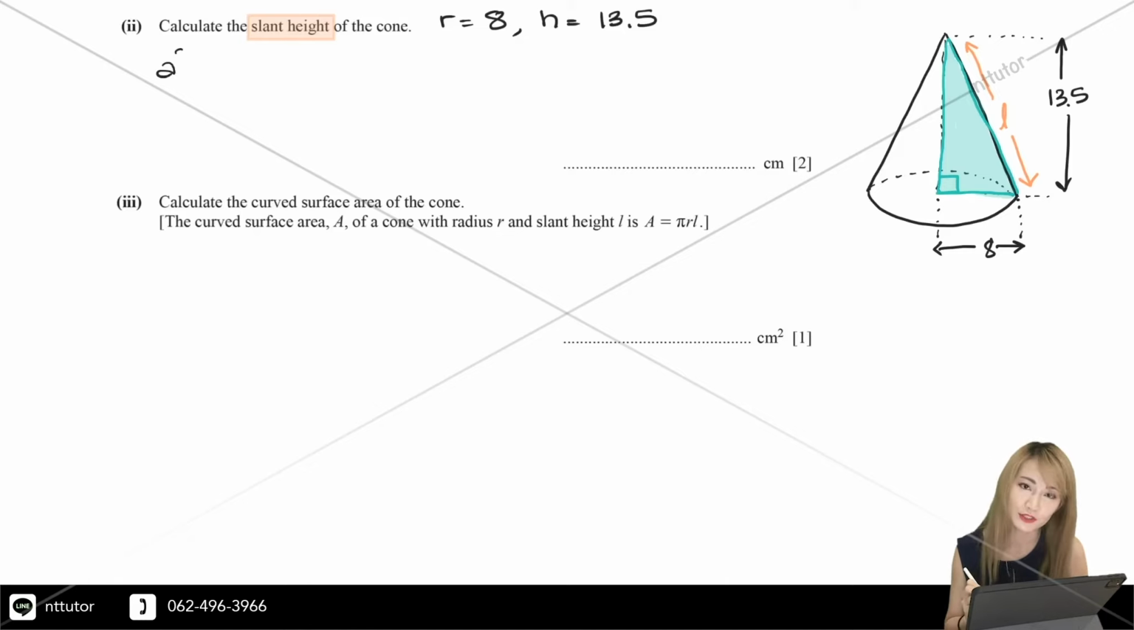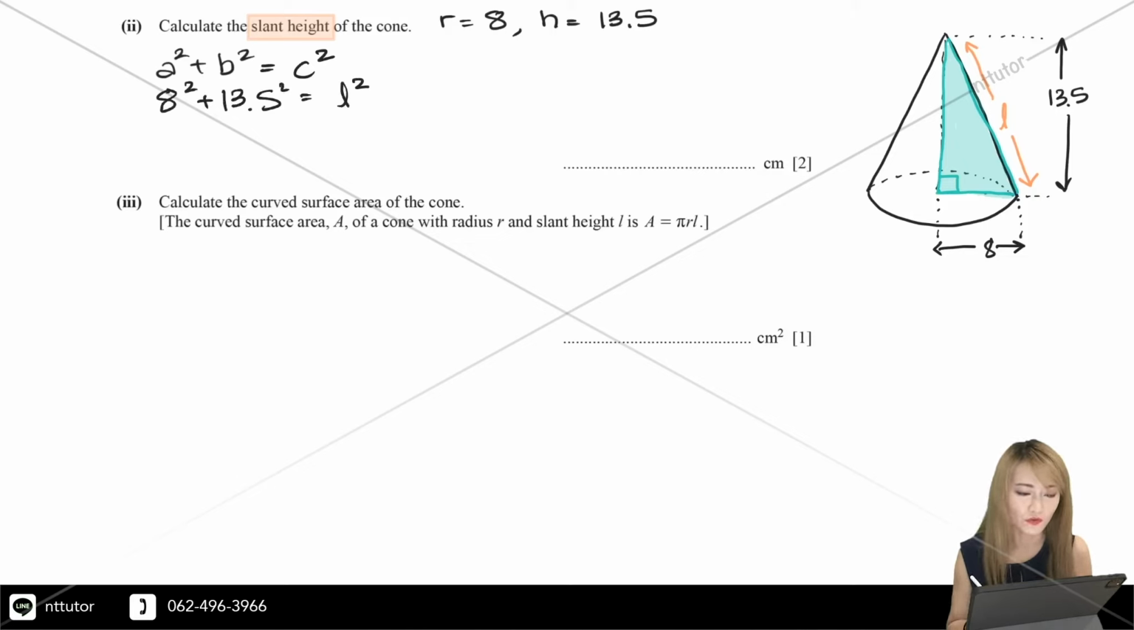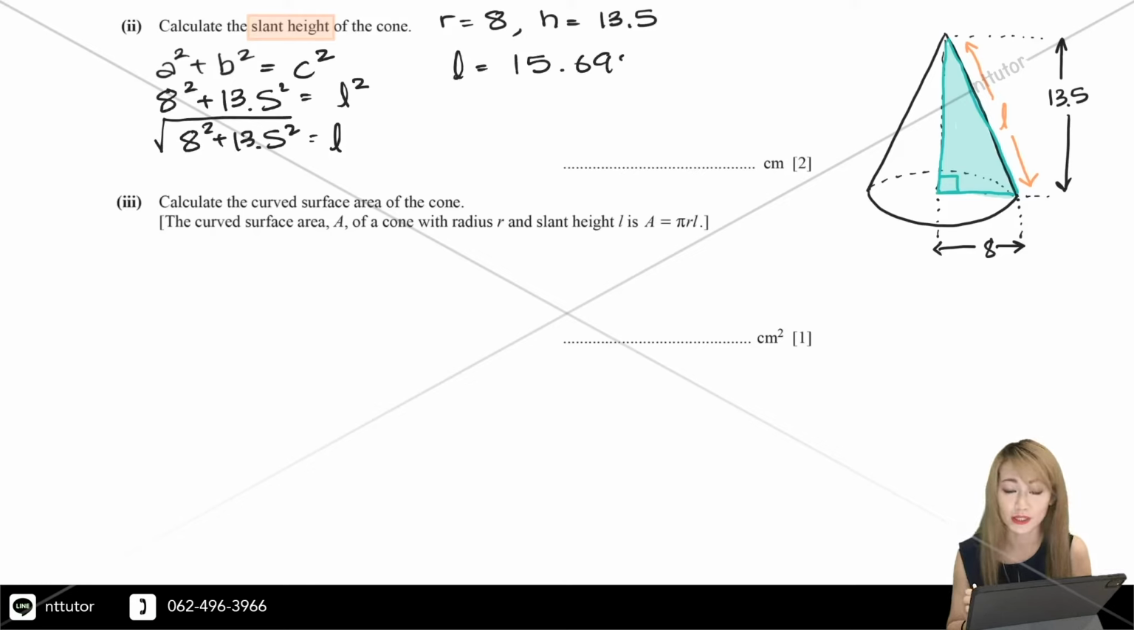Using a squared plus b squared equals c squared, we can have 8 squared plus 13.5 squared equals L squared, and we can use this to solve for L, the slant height. So the slant height is equal to square root of 8 squared plus 13.5 squared, and that equals 15.6923 and so on.